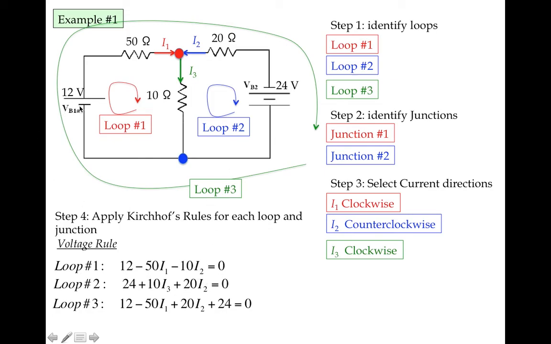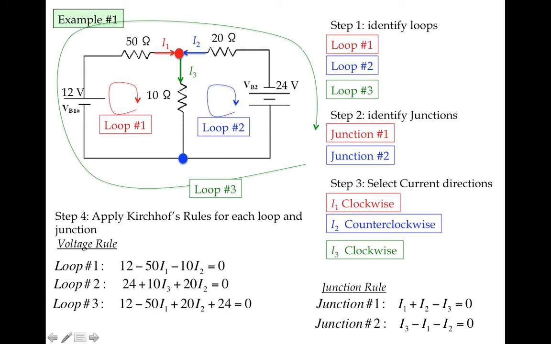And loop number 3, I'm going to start here at 12 minus 50 I1, right? And then plus 20 I2, because I'm going against the current, and then going minus to negative, so that's again voltage increase, plus 24. The only mistake here is that this guy should be I3. Let's hope that it does not affect our calculations or the algebra.